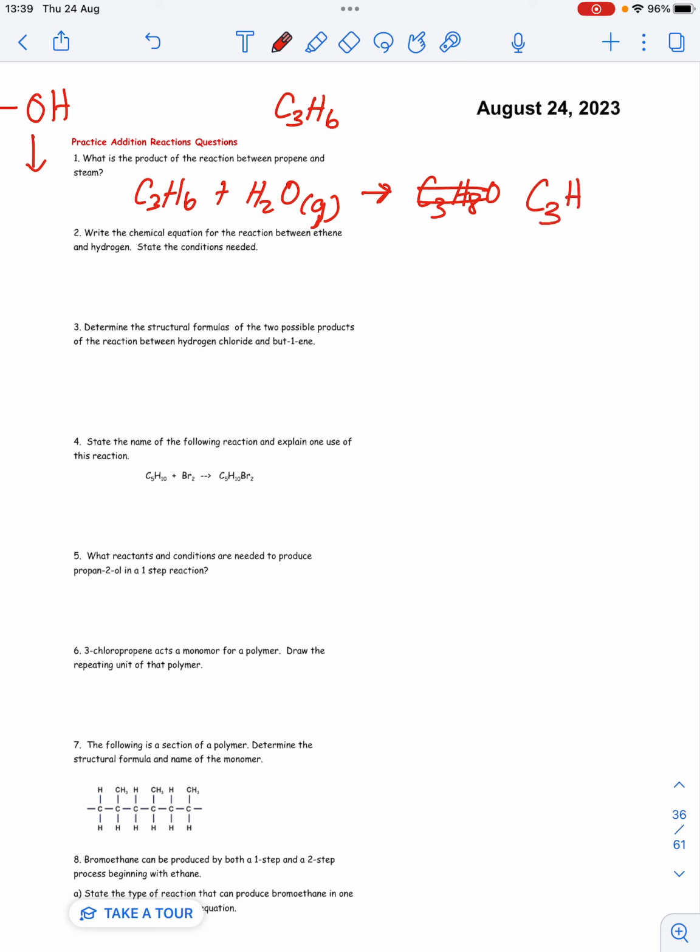The H number will go up to 7. That's the H adding. And then I also add on the OH. And now I can see that it looks like an alcohol. And it looks like some kind of propanol.